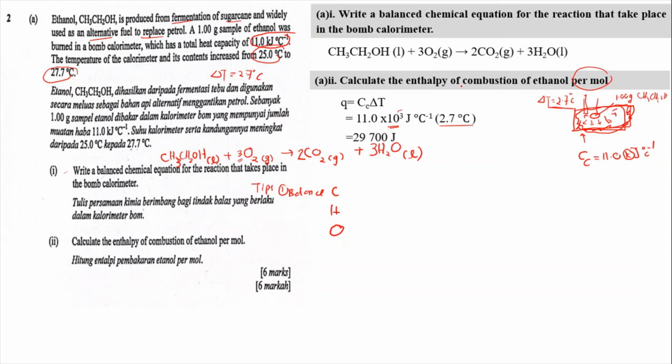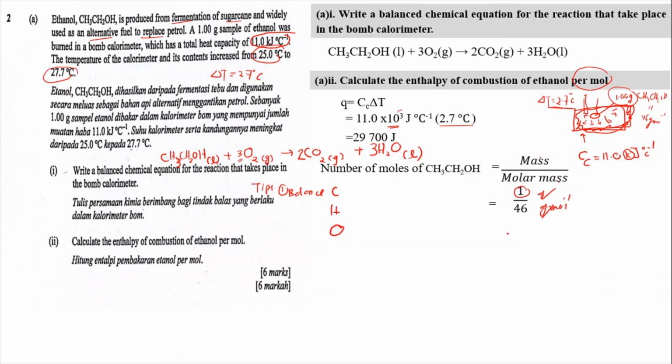Tetapi sekarang kita nak cari enthalpy of combustion of ethanol per mole. So we need to find the number of mole of CH3CH2OH that is being burned. Okay, so it involves 1 gram, right? And then we can find the number of mole by dividing the mass with the molar mass. So our mass here is going to refer to 1 gram, and the molar mass of the ethanol, okay, is going to refer to 46 gram per mole. Okay, so gram divided by gram per mole.